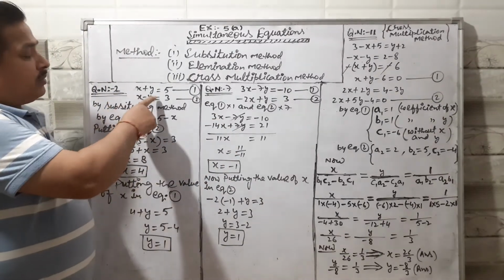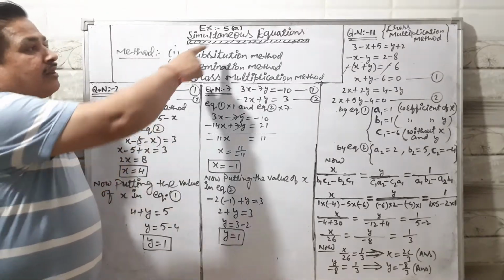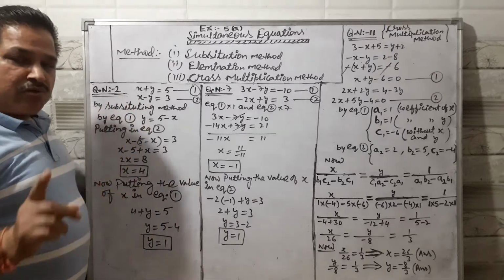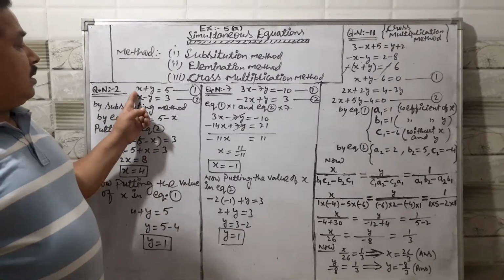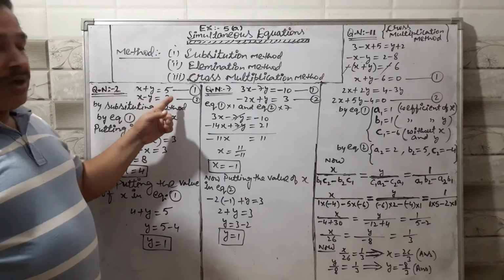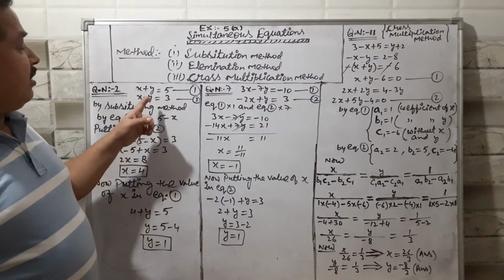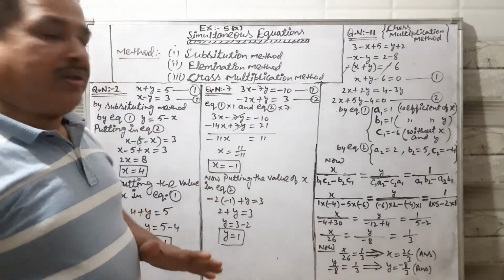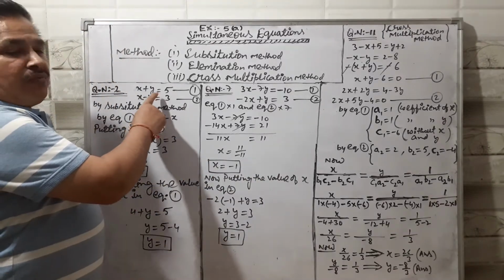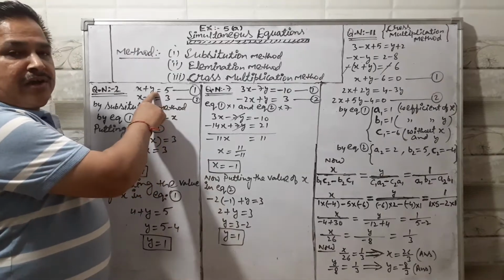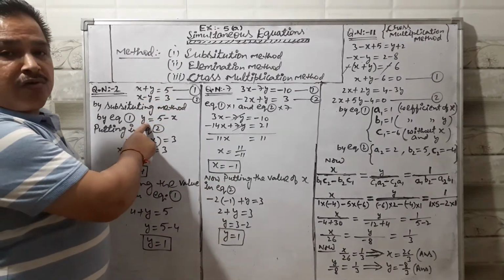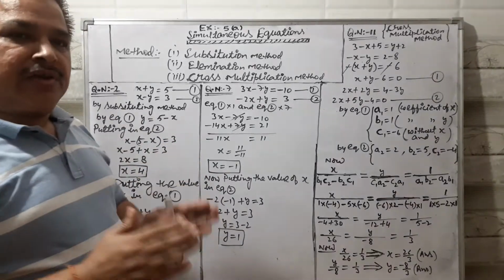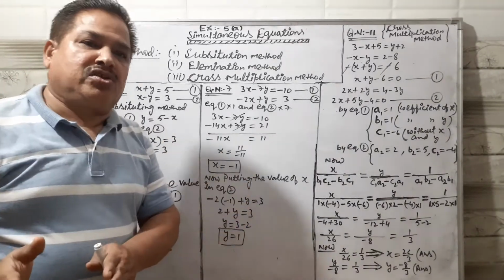Question number 2, this is in your book, exercise 5a, question number 2. In the substitution method, you can see here there are two terms, but in the substitution method, the value of one of the terms you will find from any equation. So I am finding the y value from equation number 1. So the y value comes 5 minus x. So find the value from one equation and put it in another equation.